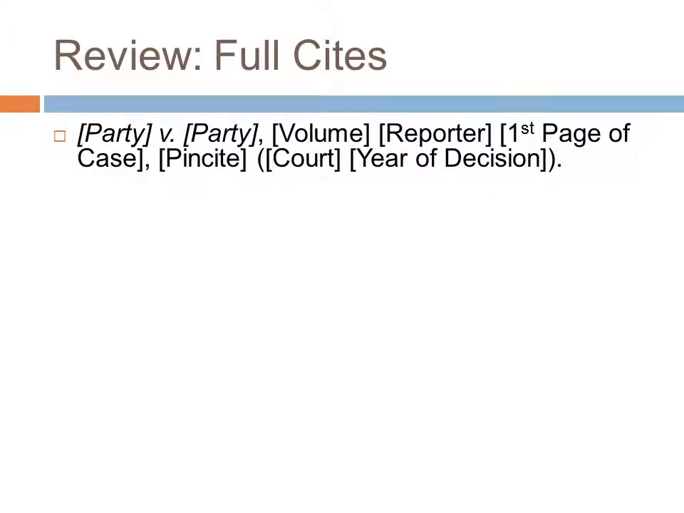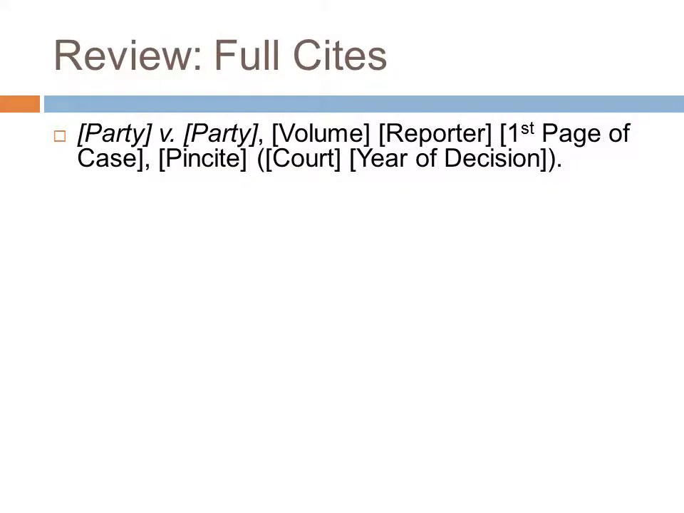First, you write the names of the opposing parties in italics, separated by a V and a period, also in italics. Then, turning the italics off, you write a comma, followed by the information about the reporter in which you can find the case. This includes the volume number, the name of the reporter, and the first page of the reporter on which the case appears. Then there's another comma and a more specific page citation to where the reader can find the relevant information that you're citing. Finally, in parentheses, you write the court that issued the opinion and the year of the decision. You end the citation with a period.